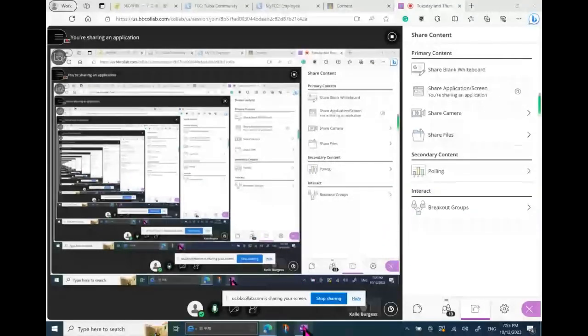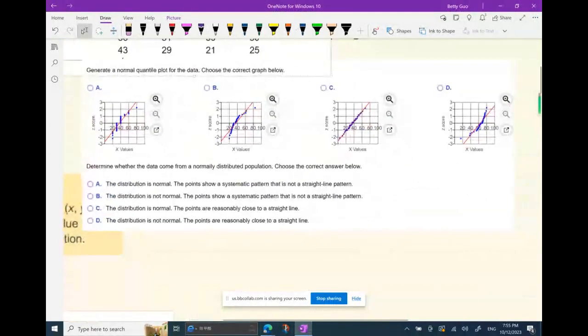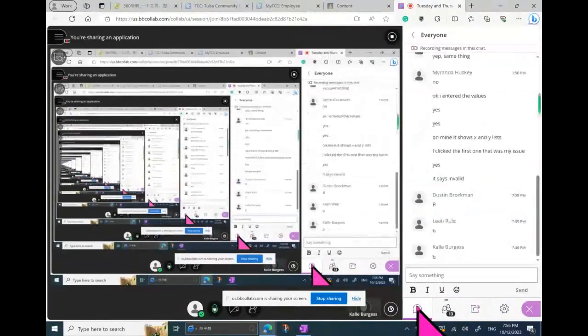Okay, here. So look at your QQ plot and look at those 4 answer choices. What do you think? Which one is close to ours? From what I see, I think it's B. B as in banana. What do you think, guys? Yeah, same. Okay, very good.